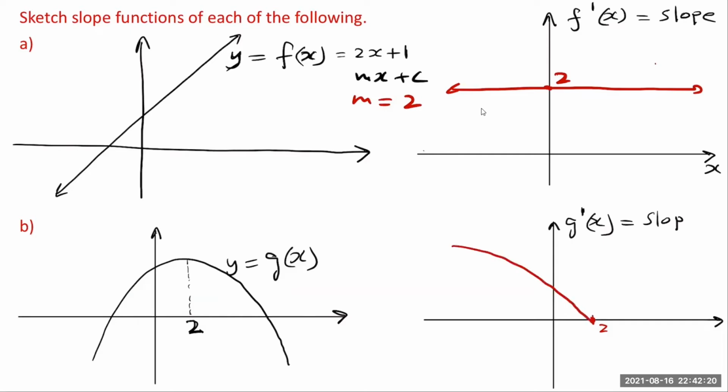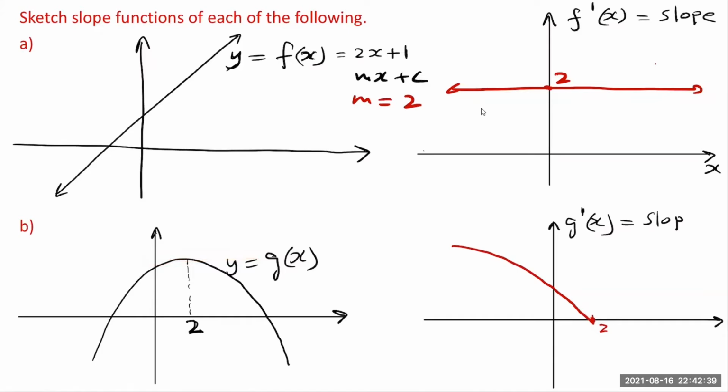Would you agree with me? It has to be like this, because in this entire interval, your slope function has to be positive. That's why it is lying above the x-axis. But at x is equal to 2, I know that the slope is 0, because the tangent at x is equal to 2 is horizontal.